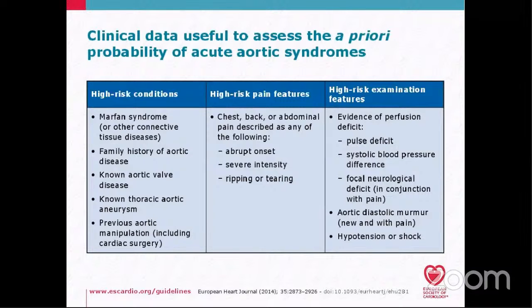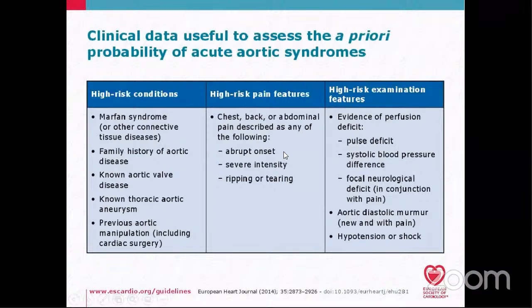If this patient is also presenting with a high risk feature of pain, like I said previously, in 80% of the cases the pain is described as abrupt onset of severe intensity with ripping or tearing character. So the patient says, I have a sharp, acute onset of pain that is migrating or referring to my back.